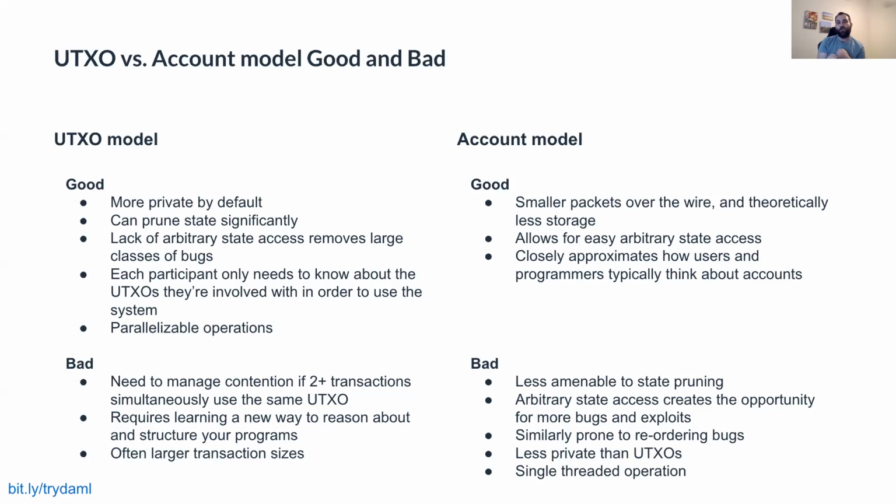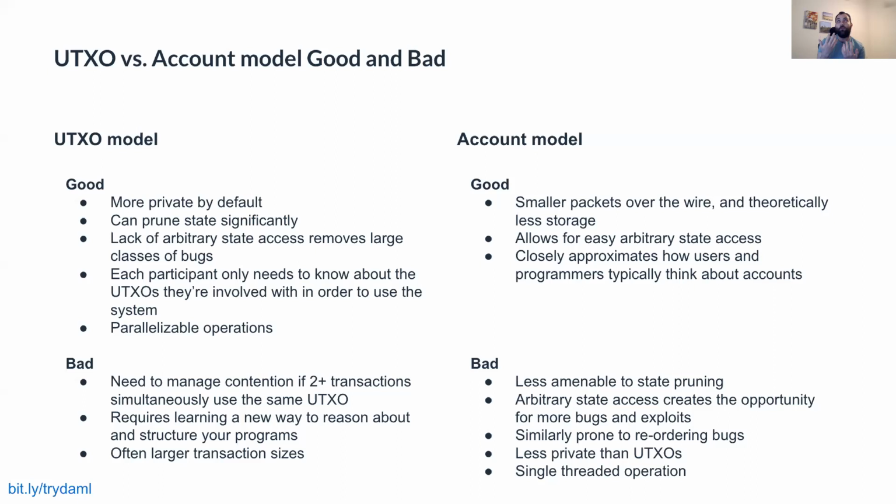So if two transactions simultaneously use the same one when you're actually trying to consume one of them, then you're going to end up in a place where you kind of have to figure out which one goes through and which one doesn't. And the good news is that only one of them goes through, but you still have to figure that out. And you also have to learn a new way to reason about the structure of your programs.